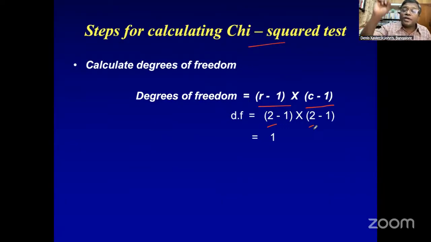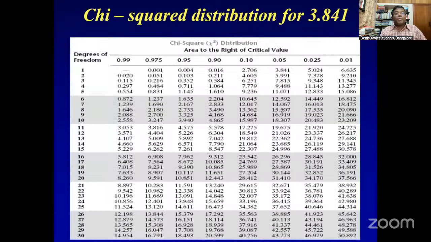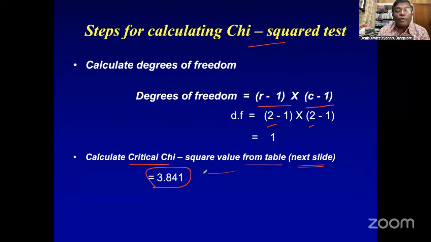We need the degree of freedom to calculate our significance. So the critical chi-square value we need to see from, and I'll show you that table itself in the next slide, is 3.841. How does this 3.841 come? I'll show it to you just now. So what is our degree of freedom? It is 1, and we are testing at a p-value of 0.05. So this is our 3.841. Got it? So this 3.841 is the critical chi-square value.